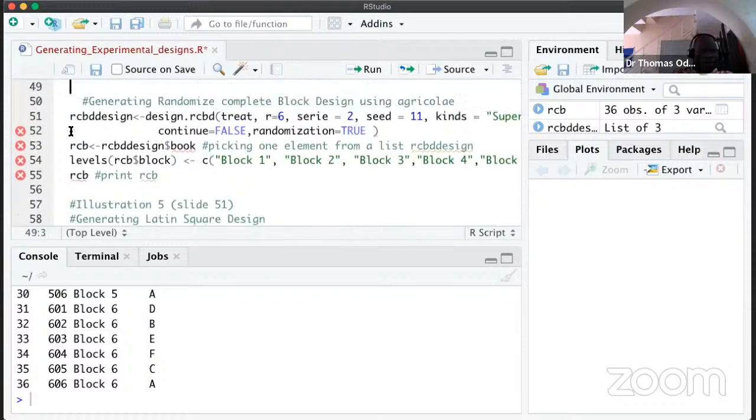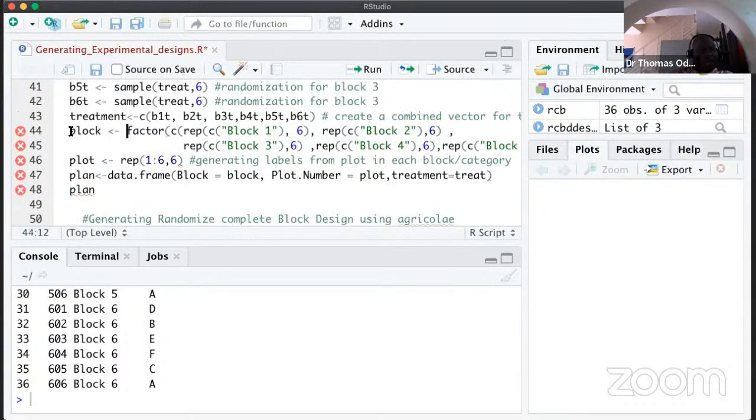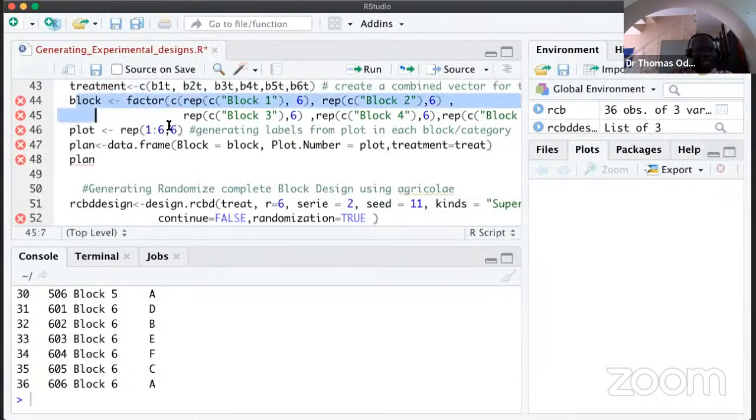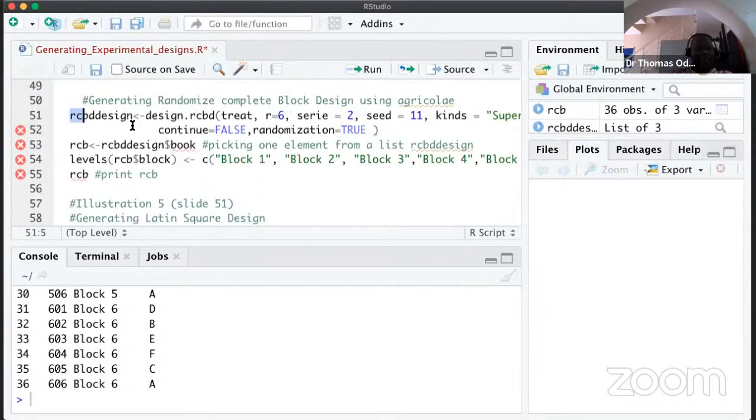I'm sorry for the mishap in that. I think I was playing with my command before I came here, and somehow I messed it up, and I still have a lot of red here, so I need to sort out my different brackets and commas. Something is not right in this one here, but I'll get back to that. So that is for RCBD.